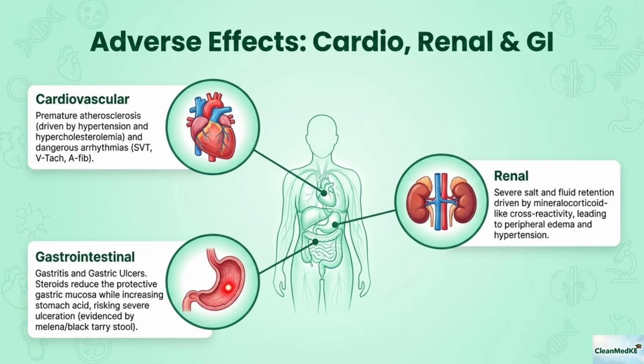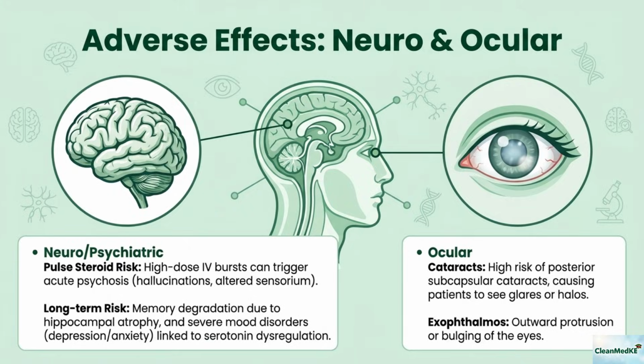In the gastrointestinal tract, steroids reduce the protective stomach lining while increasing acid, risking severe ulceration, which may manifest as black, tarry stools. The neuroocular effects are also significant. High-dose IV bursts can trigger acute psychosis, including hallucinations. Long-term, patients may suffer from memory degradation and mood disorders. For the eyes, there is a high risk of cataracts, causing glares or halos, and exophthalmos, which is the outward bulging of the eyes.